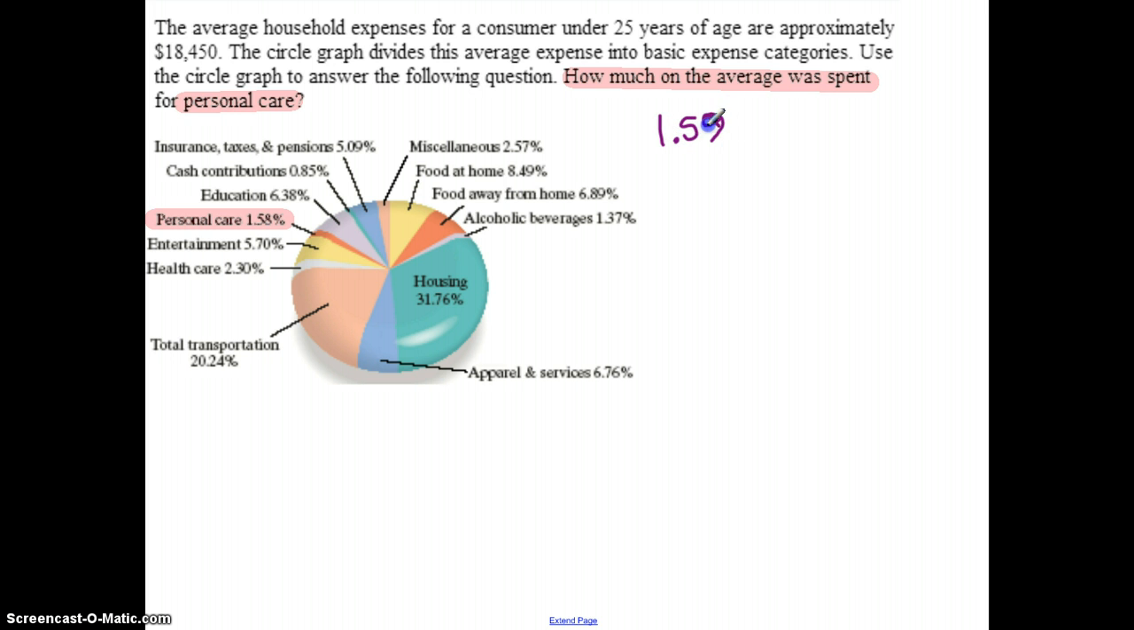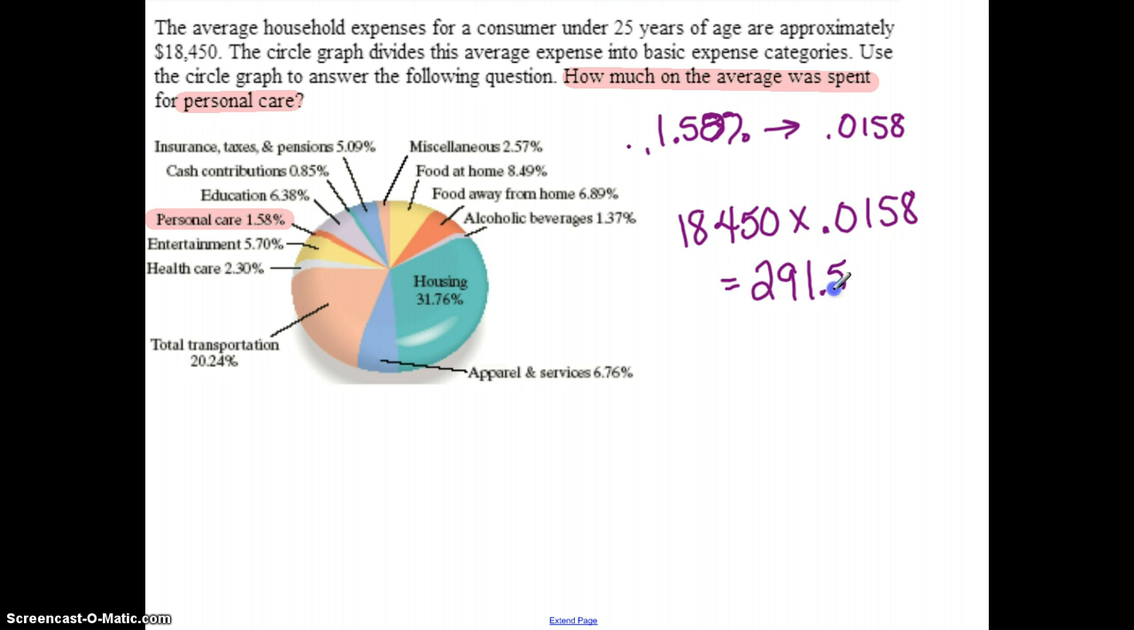So personal care is 1.58%. Which, if I wanted to write that as a decimal, I would go 2 places, which would give me 0.0158. So if I take the total, $18,450, and multiply it by 0.0158, that 1.58% as a decimal, I will get $291.51. Please be careful that you don't go more than two decimal places because this is money. So to the nearest hundredth is as close as we can get.